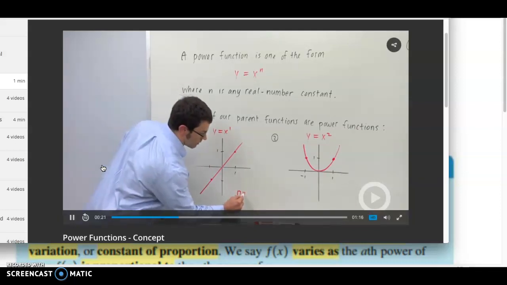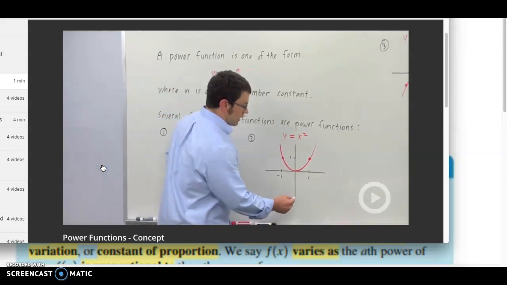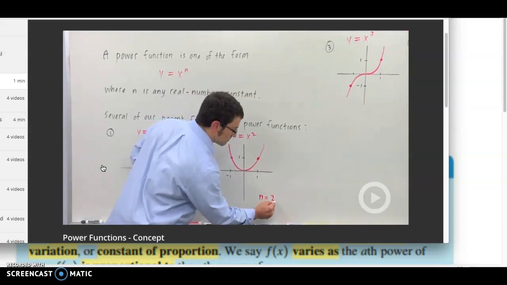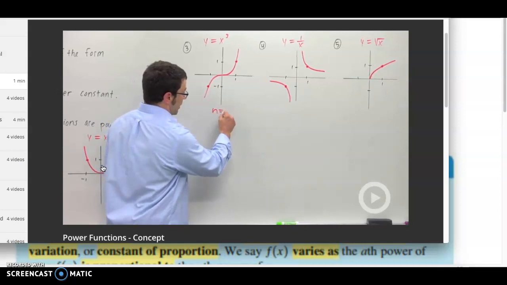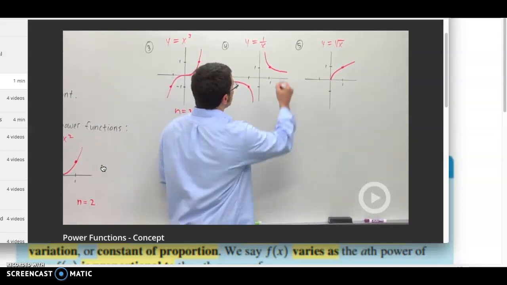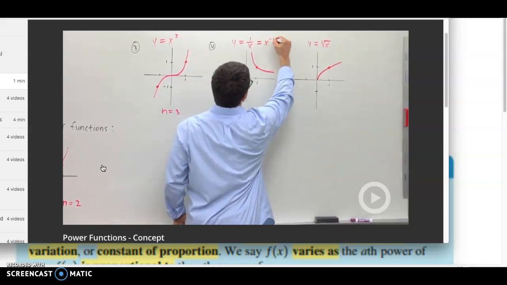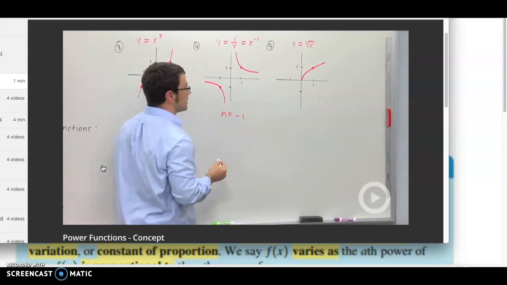So here n equals 1. Y equals x squared, obviously a power function, n equals 2. Y equals x cubed, n equals 3, also a power function. Y equals 1 over x is a power function. Here, 1 over x is the same as x to the negative 1. So this is a power function with n equals negative 1.